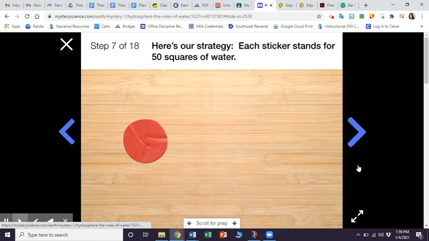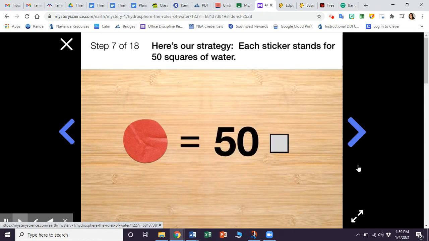Here's our strategy. We decided that each sticker stands for 50 squares of water. That takes the number of stickers you need way down. Okay, go to the next step.